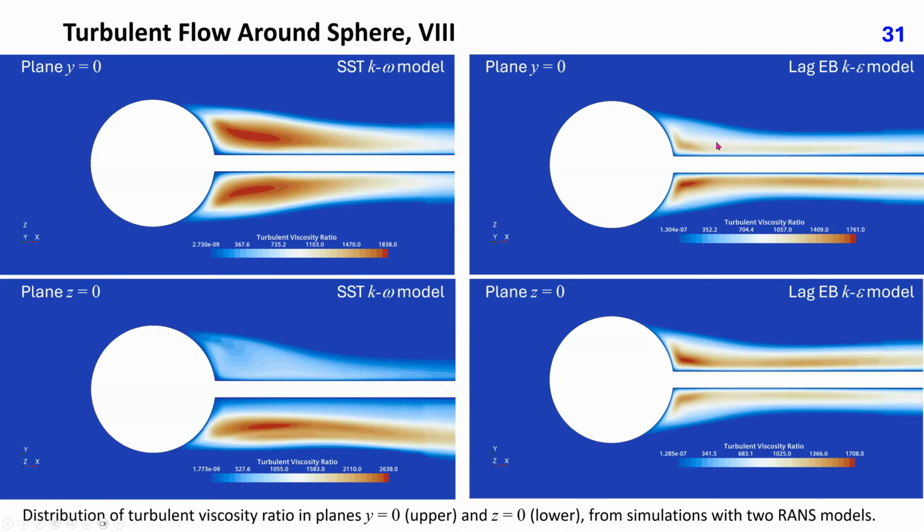The maximum values are much higher when the SST k-omega model is used than with the Lag EB k-epsilon model. The distribution is nearly axisymmetric in the solution obtained with the SST k-omega model in the plane y equals 0, but it is highly asymmetric in the plane z equals 0. The solution is slightly asymmetric for both planes with the Lag EB k-epsilon model.